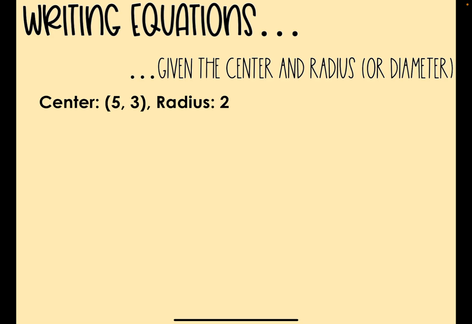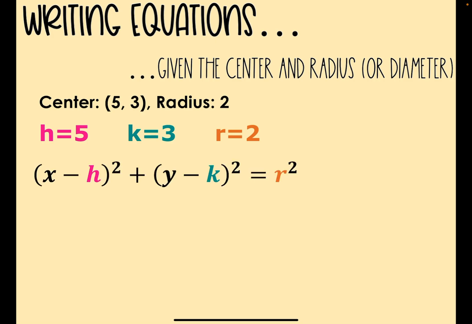So the first thing is, if you have been given the center and the radius. All you need to know is that h is the x-coordinate of your center. Meaning h is 5, k is 3, and your radius, your r, is 2. All you're going to do is plug it in. So this pink goes where the pink is, the teal goes where the teal is, and the orange goes where the orange is. Or if you want to call that teal blue, you can do that too.